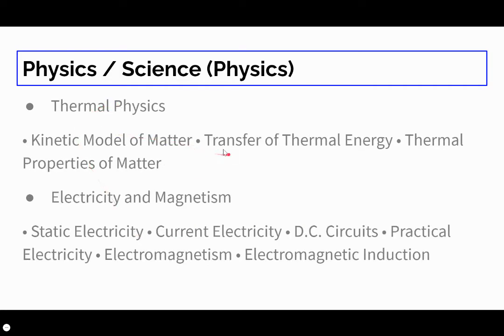In thermal physics, this is all to do with heat, so transfer of thermal energy, thermal properties of matter, kinetic model of matter. We also have electricity and magnetism. We have your current electricity or DC circuits, practical electricity, static electricity, electromagnetism, and EMI.